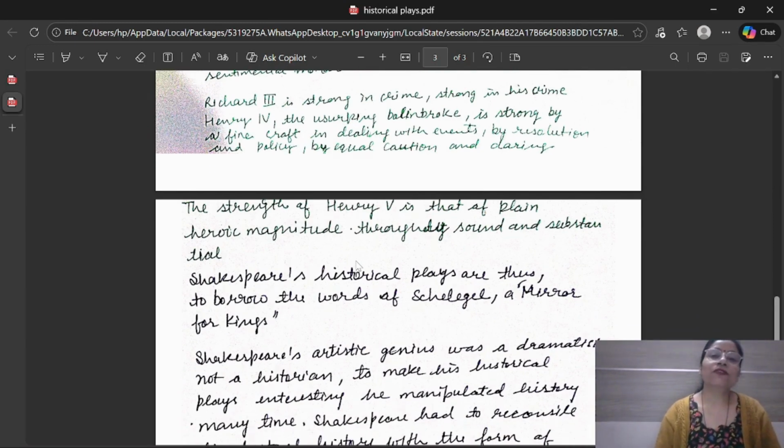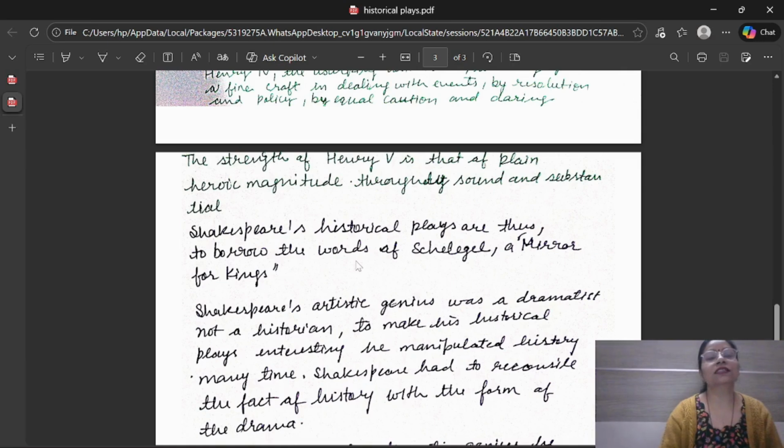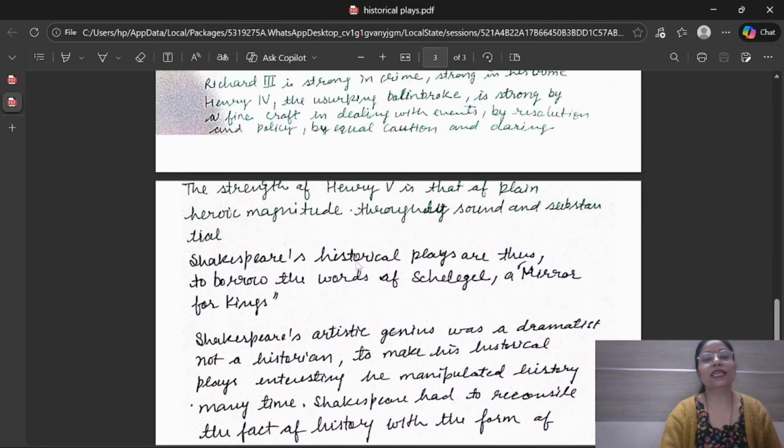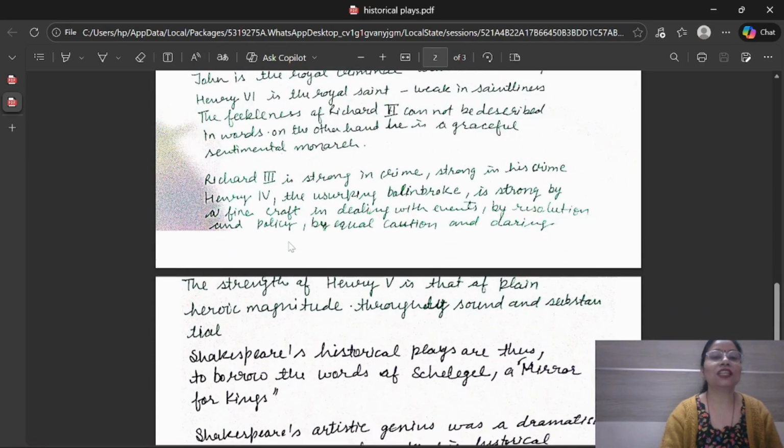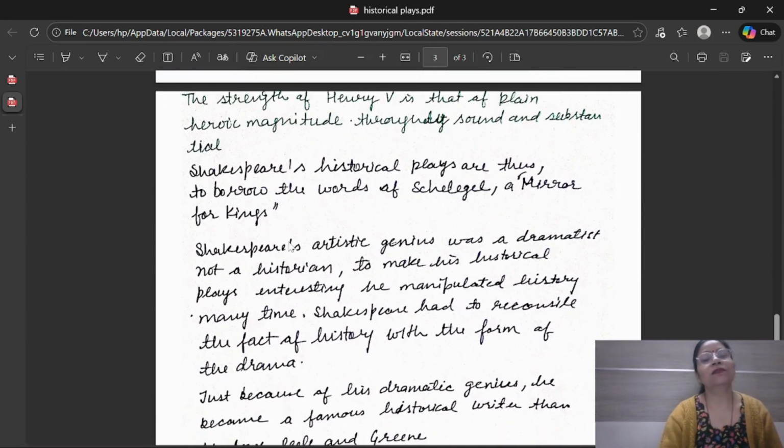The strength of Henry V is that of plain historic magnitude. If we talk about Henry V, he had very high magnitude, thoroughly sound and substantial. It means he was considerable, very important. So these three kings were very strong in strength and those three were very weak in strength, and Shakespeare has shown them in this way in the plays.